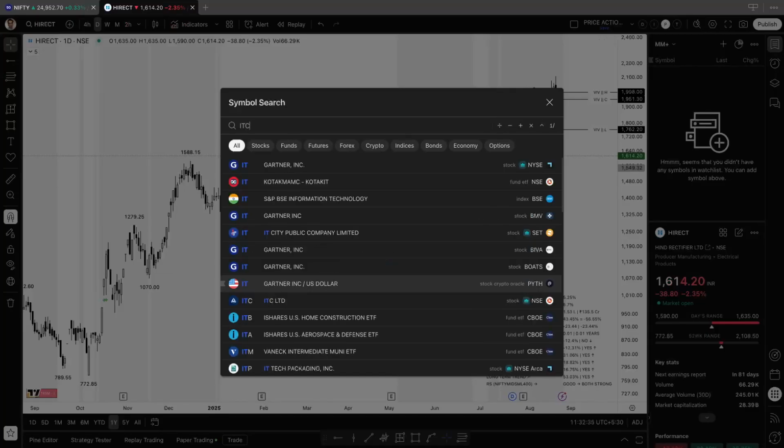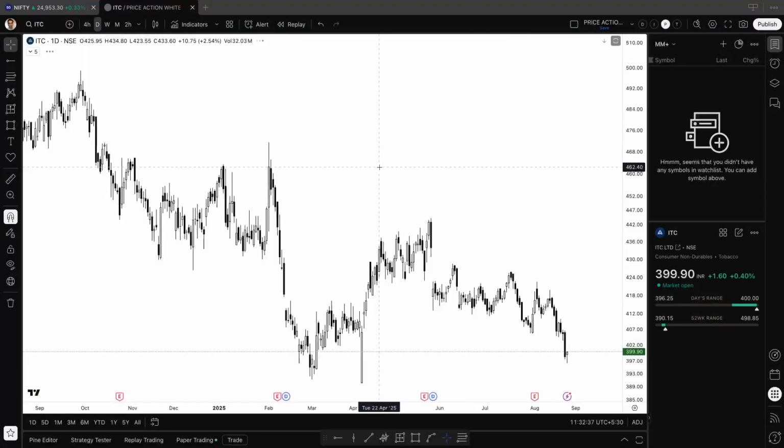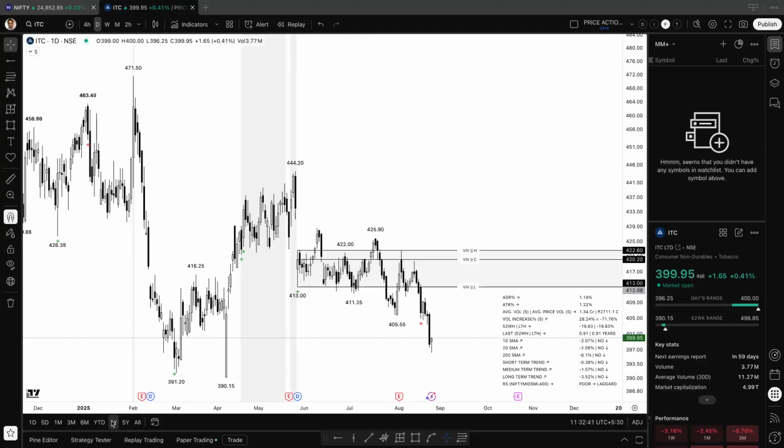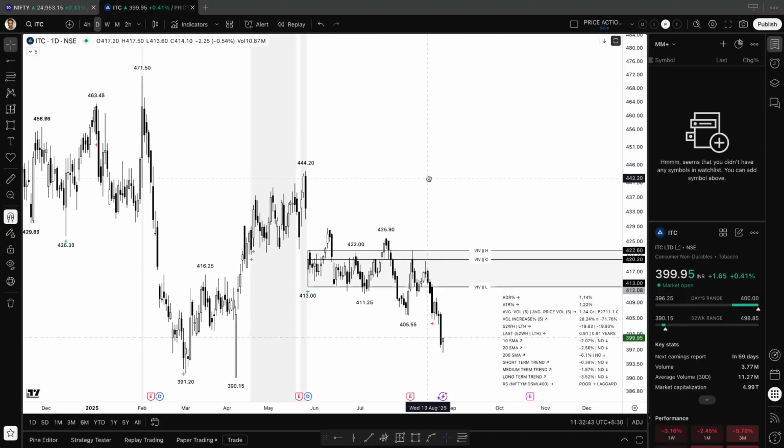I will show you another example of this, like ITC. You can see here what happened in the past. ITC broke down, and then it created a VIV zone. After that you can see how price is reacting. First time it tried to break the VIV zone's high, it couldn't sustain and entered it. Again it tried, second time it failed.